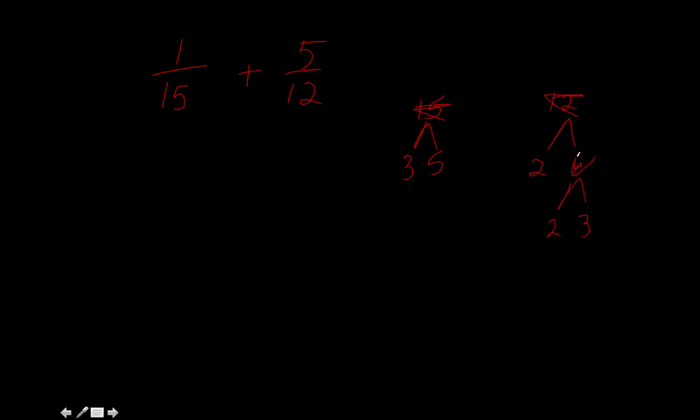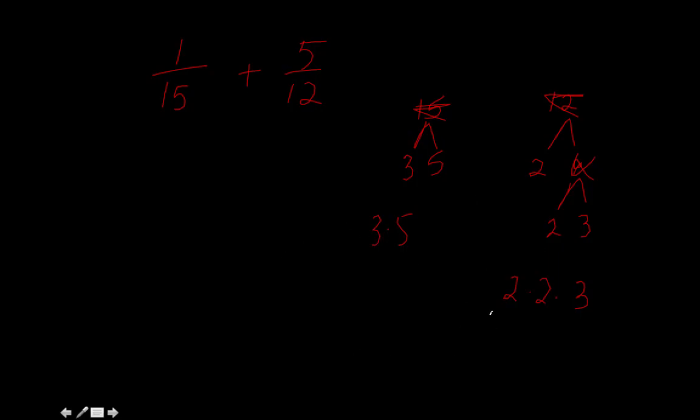Okay, so let's say that we have 1/15th plus 5/12ths, okay? So if I take 15 and 12 and factor them, 3 times 5, that part's done. 2 times 6, 2 times 3. So we have 3 times 5 and 2 times 2 times 3.